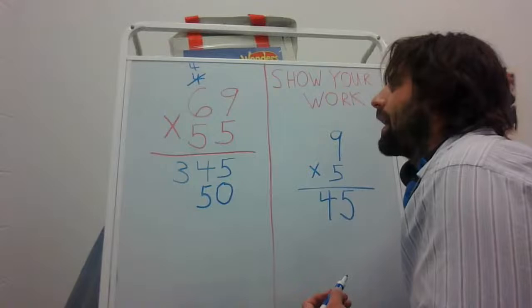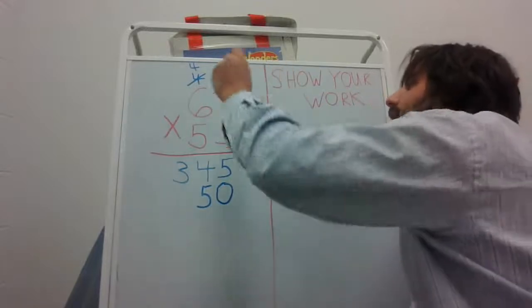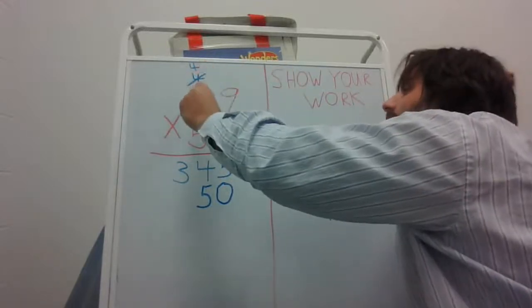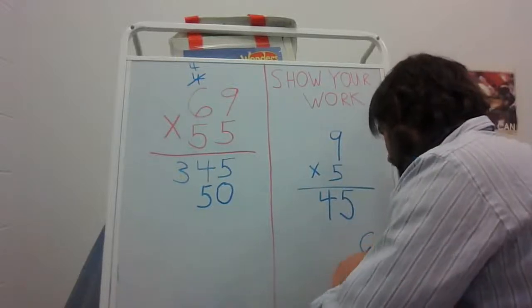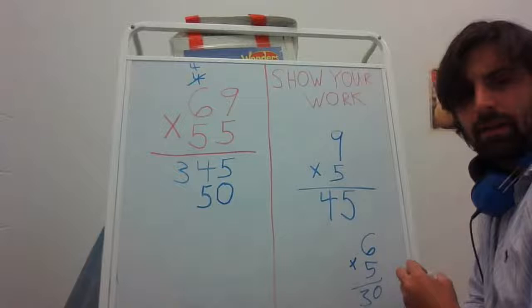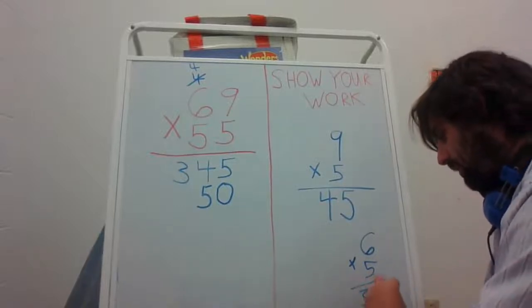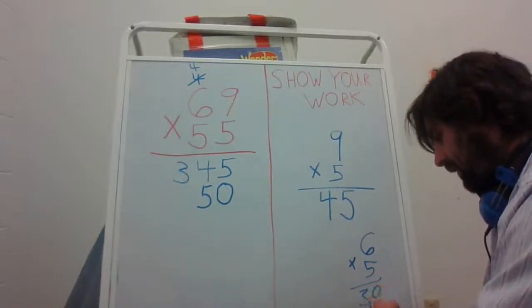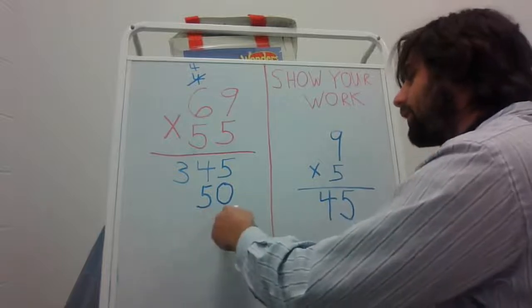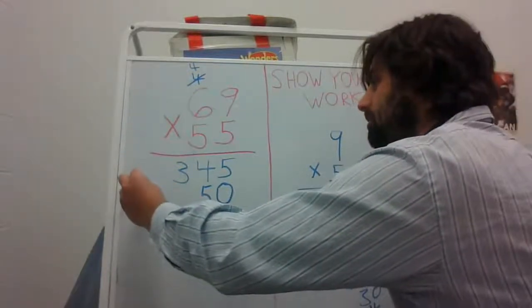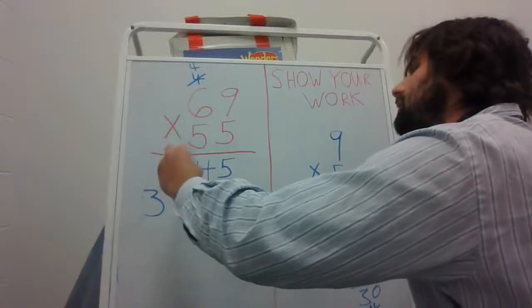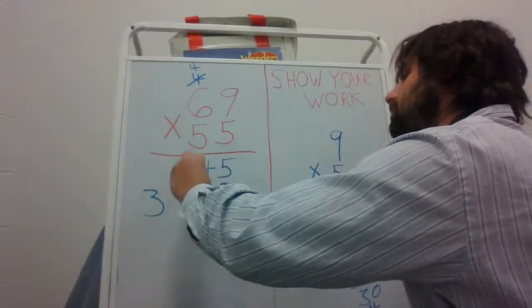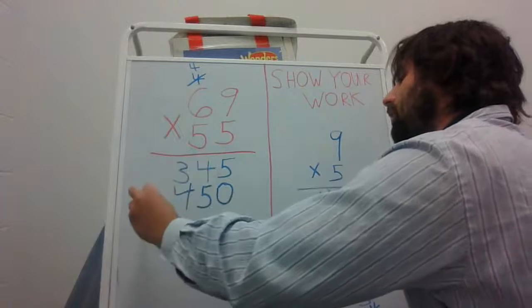All right, now we have to multiply 6 times 5 and then add the 4 that we carried over. We're doing that all over again. So 6 times 5 is 30. Plus 4 equals 34. So I'm going to put my 34 in front of the 4 and the 5.